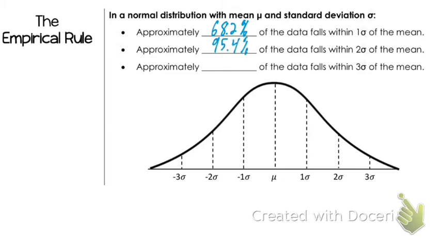95.4% of the data is going to be within 2 standard deviations away. So if you go a little farther out, you're going to get about 95.4% of the data, almost all of it. And if you go within 3 standard deviations, you're going to get 99.8%. So almost all of it. That's like hand sanitizer killing 99.9% of germs.